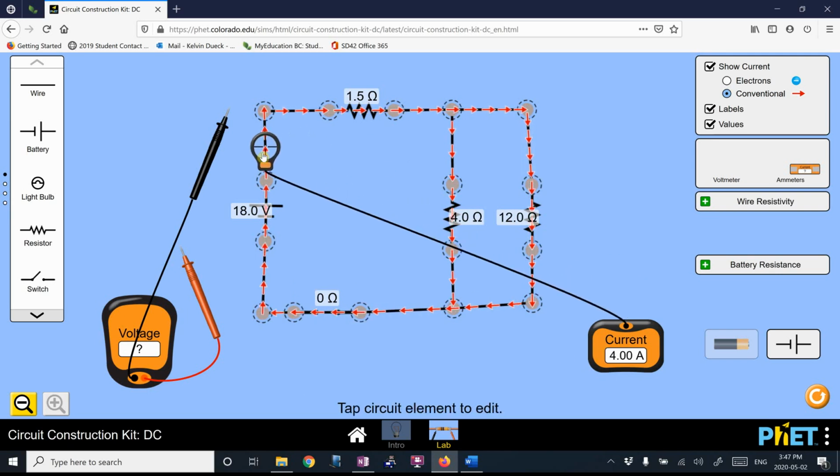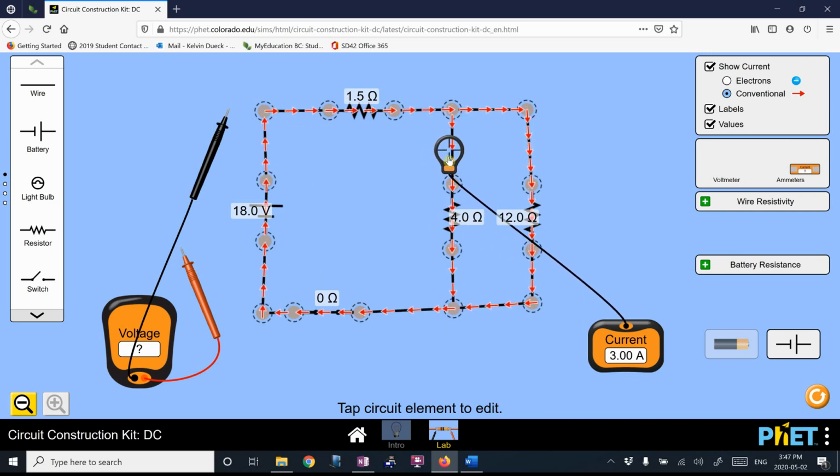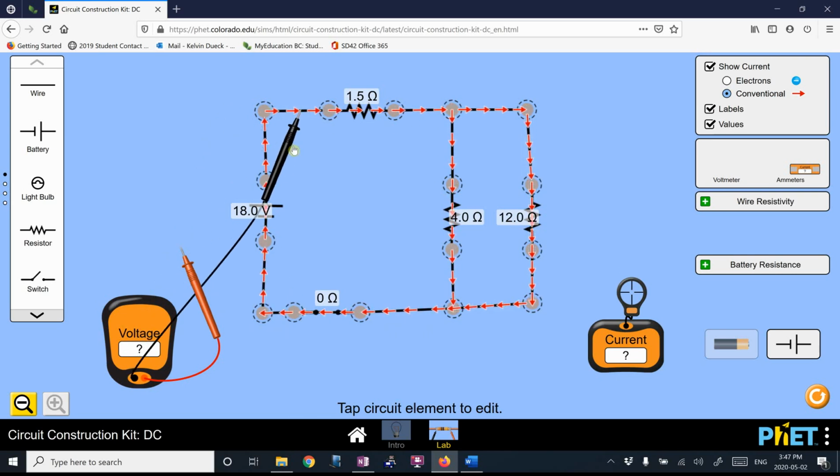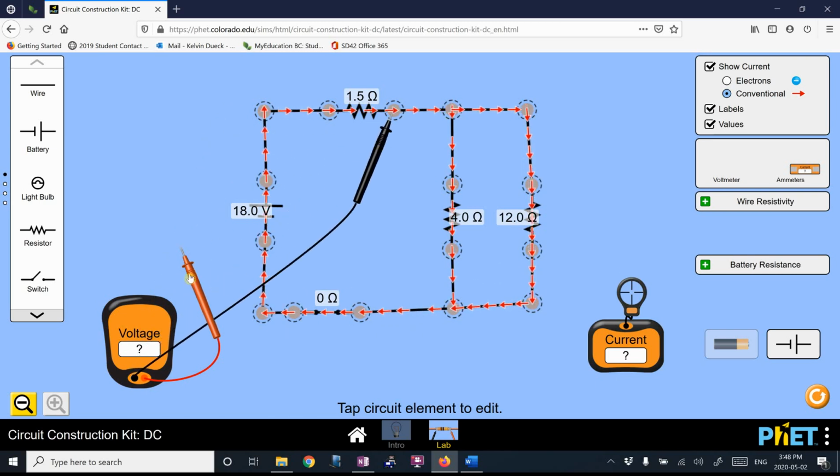How many amps leaving the battery? 4 amps. How many amps going through here? 3 amps, 1 amp, 4 amps. So my currents work. Now, I said that we were losing 6 volts going through here. Let's see. I put the red on the positive side. I put the black on the negative side, and I get 6 volts.